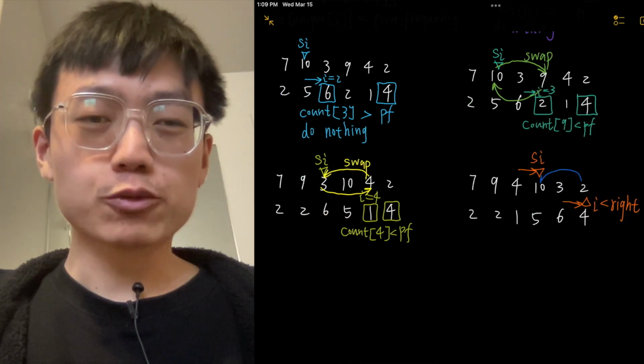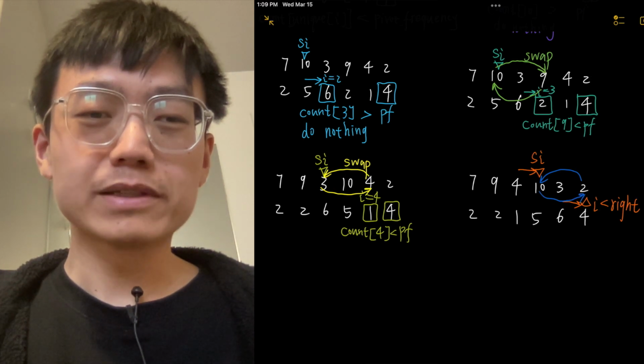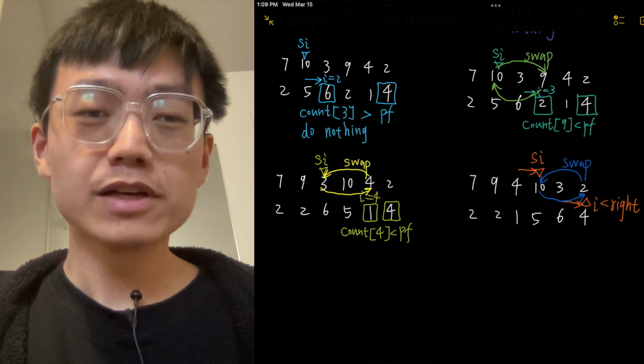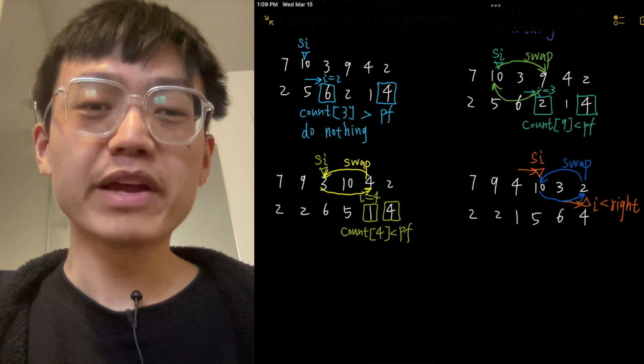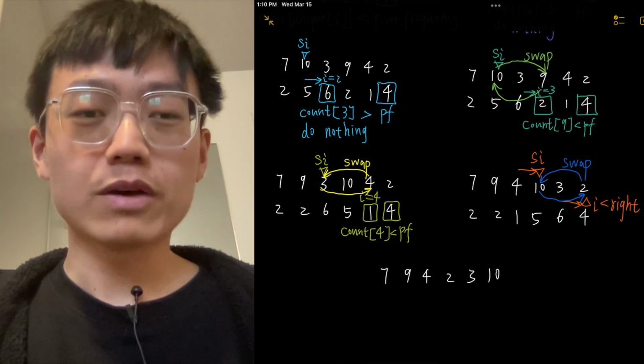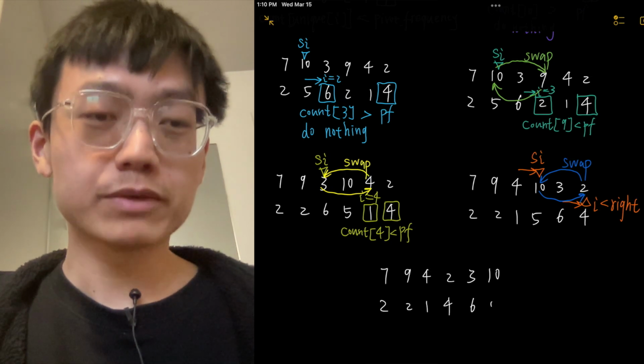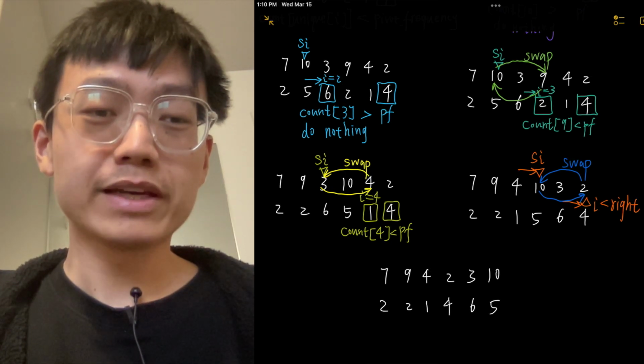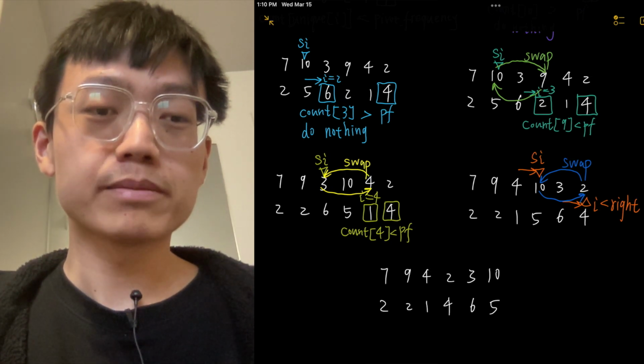So before we finish, we have to swap the rightmost element with the unique at the store index so that we can put our pivot element back to the correct place. So now 10 becomes 2 and 2 becomes 10. So now this array, this hash map, is already partitioned.